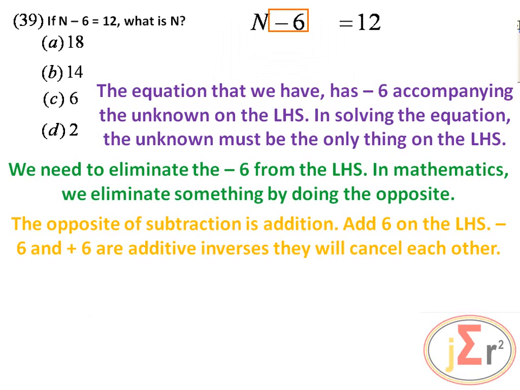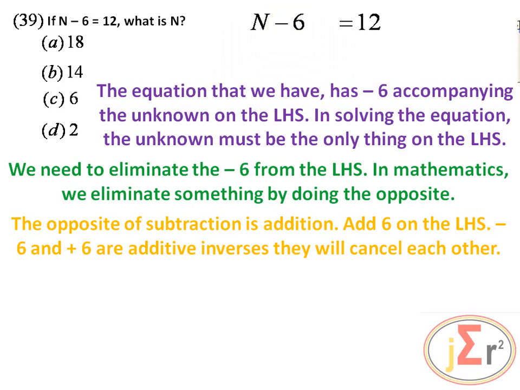When we add them, they will have a cancelling effect on each other. Therefore, when we add together numbers that are additive inverses, the result is 0. If we add 0 to 5, what do we get, Jerry? 5. Right. So any number we add 0 to, we'll get that same number. So if we use the additive inverses, then we will eliminate the negative 6 from that left-hand side.